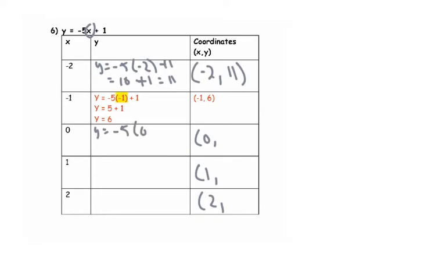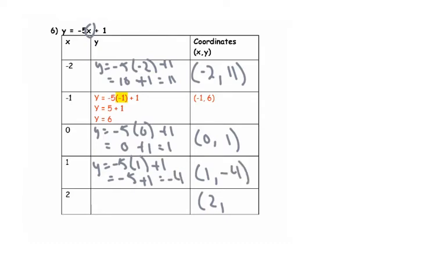-5 times 0 is 0. Plus 1 equals 1. -5 times 1 is -5. Plus 1, paying back a little debt, only -4 now. And then finally, -5 times 2 is -10. Plus 1 is -9, paid $1 back. That is number 6.